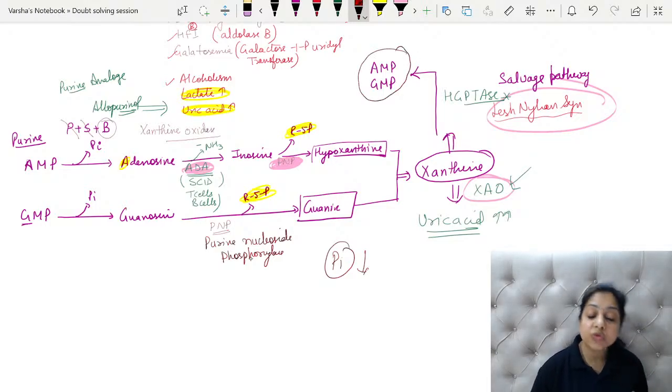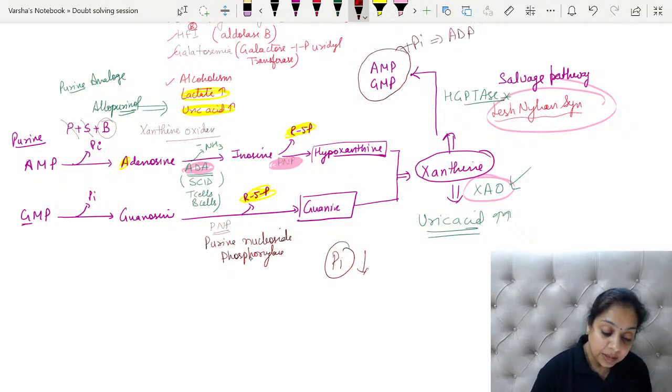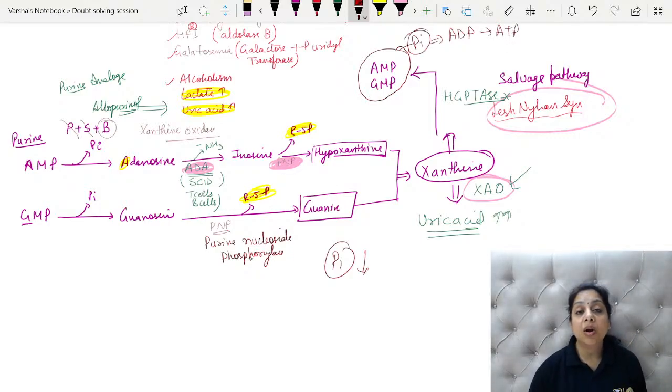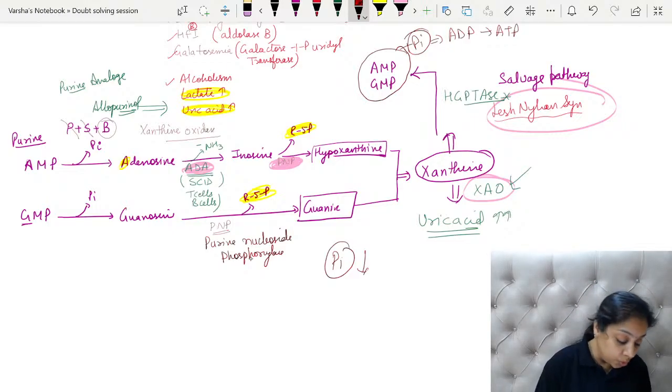These monophosphates will be accumulated, because they need the phosphate to become ADP, to become ATP. If Pi is not available, then you will have an elevated level of the monophosphates.